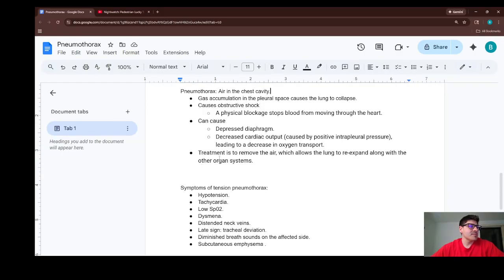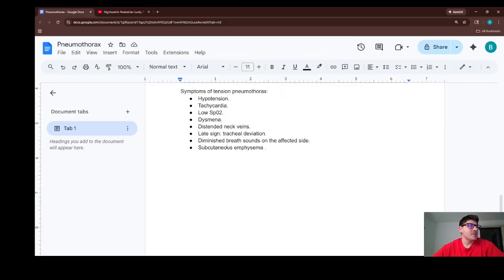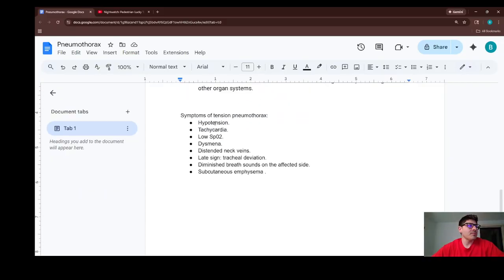Some signs and symptoms of a tension pneumothorax. A tension pneumothorax is where there's enough air in the chest that it's starting to cause some pretty serious symptoms. Those symptoms can be hypotension, tachycardia, low SpO2, dyspnea, and distended neck veins. A late sign is tracheal deviation, so you might actually be able to see the trachea moved to one side or the other. Diminished breath sounds on that affected side: when you listen to someone with a pneumothorax, on the affected side you'll hear less air movement in that space. It can also cause subcutaneous emphysema, which is air trapped underneath the skin.